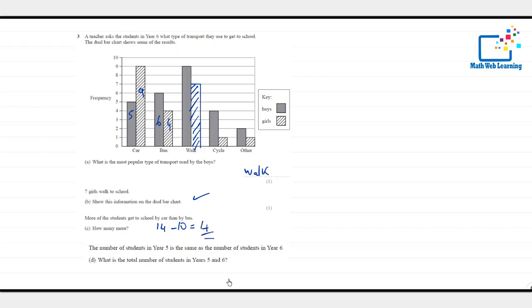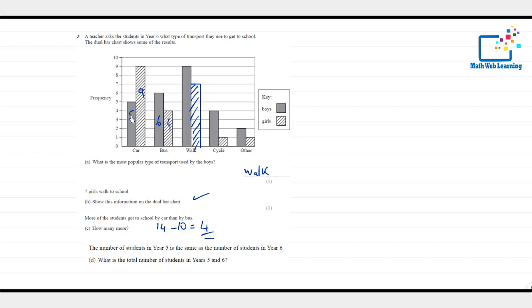The number of students in year 5 is the same as the number of students in year 6. Now this dual bar chart is for year 6. We haven't got year 5, but they're talking about year 5 here. So what do they mean? Year 5 is the same as year 6. What is the total number of year 5 and 6 students? What I have to do is find the number of students in year 6 and times it by 2.